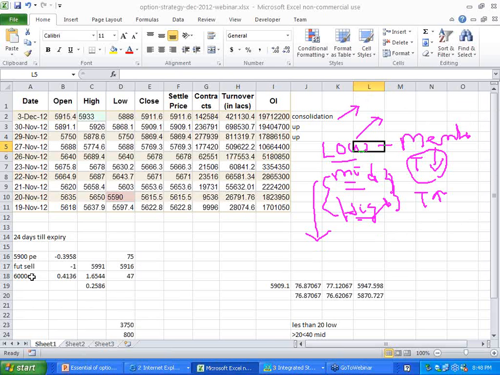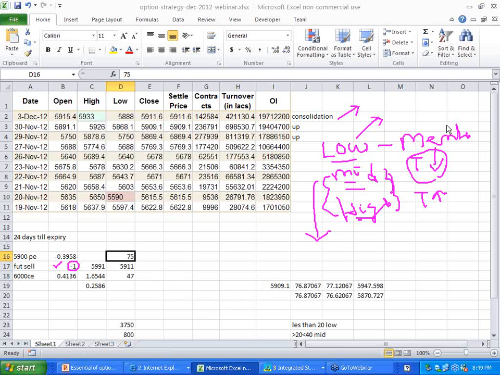Here I am going to sell a future at 5911, and one put option I am selling because it is a low volatility market. 5,900 is the nearest strike, which is quoting at 75. I sold that one. Future has a delta of 1, hence I sold the future, so it will have a delta of -1. Buying a future has a delta of 1, selling a future I made it -1.